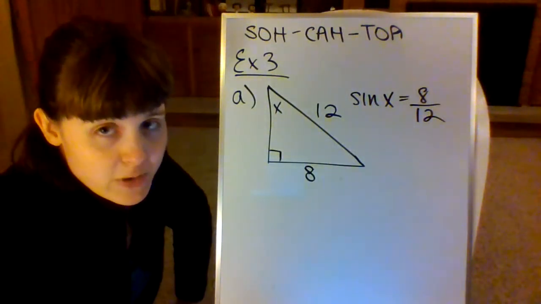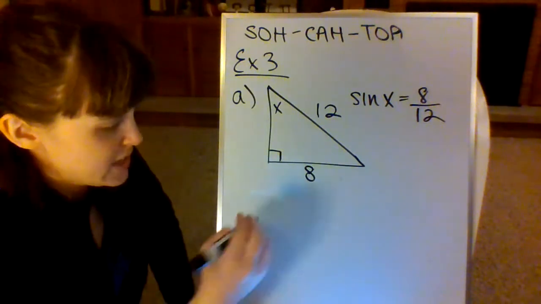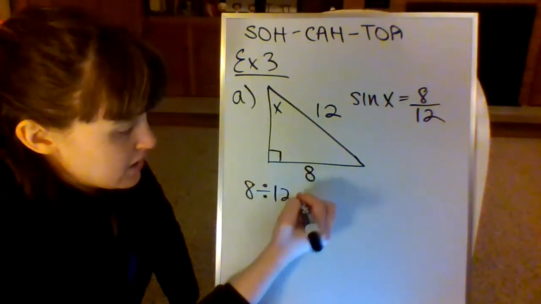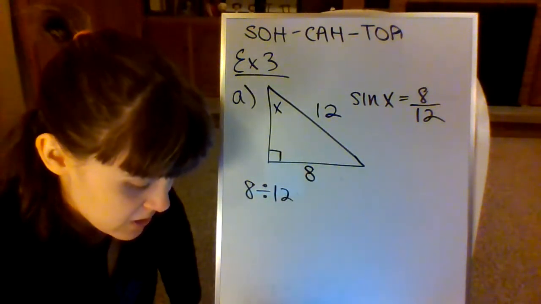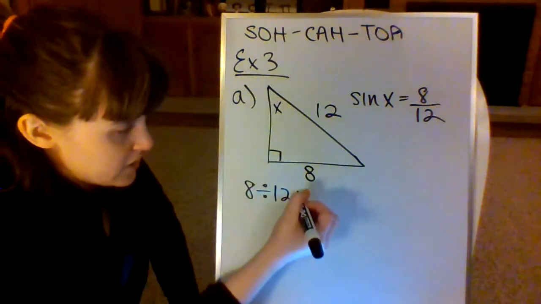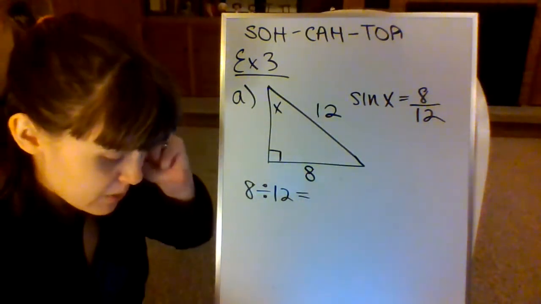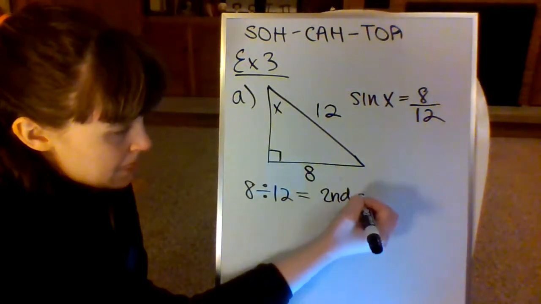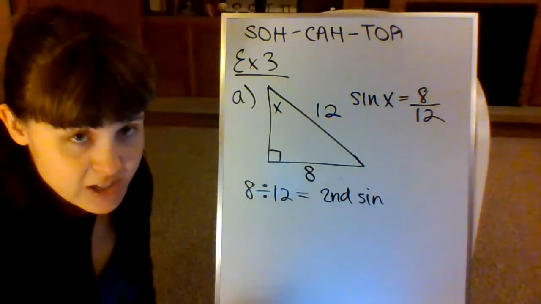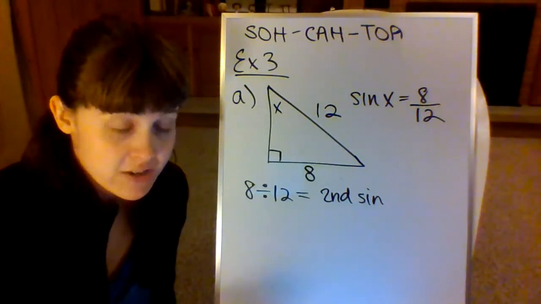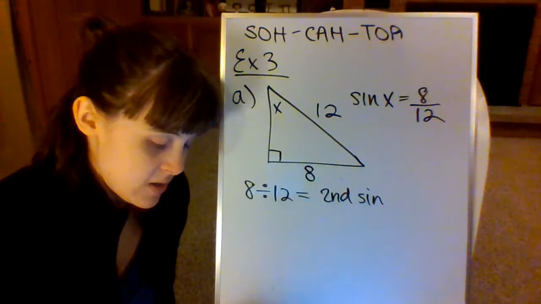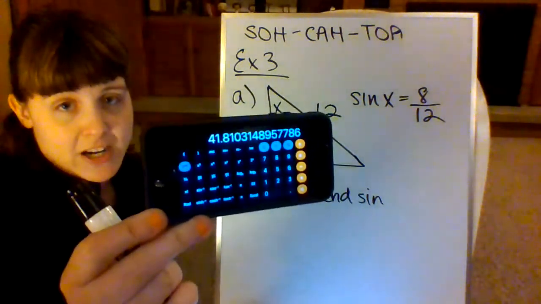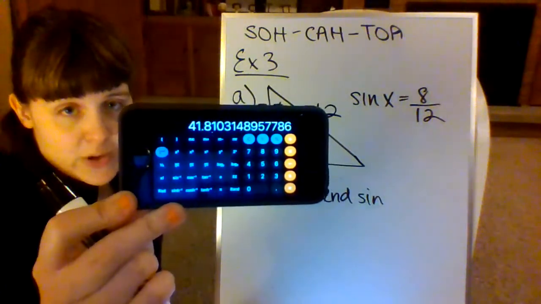Okay, so on your phone calculator, what we're going to do first is 8 divided by 12. So 8 divided by 12 equals. Then we're going to press second and sine, because when you're trying to find an angle, you need to do sine inverse, cosine inverse, or tangent inverse, so that you get a degree measurement. So the degree measurement I got, if we round to the nearest degree, is 42 degrees.